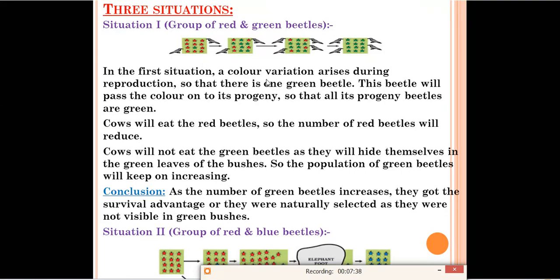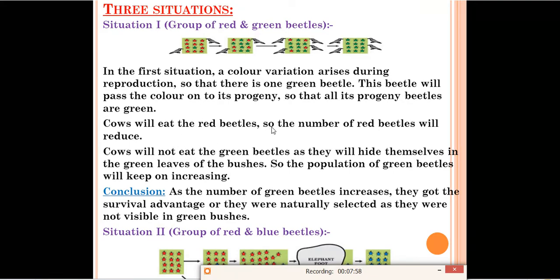In the first situation, a color variation arises during reproduction, so that there is one green beetle. One green beetle came because of color variation. This beetle will pass the color on to its progeny, so that its progeny beetles are also green. After that what will happen? When this green beetle will reproduce, it will pass this color to its progeny. Means more number of green beetles can be seen.